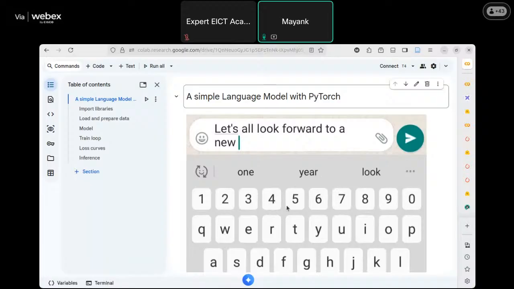So all the decoder models etc. work in this fashion. GPT-2 or whichever generative models there are, they all work on the next word prediction task. Okay.